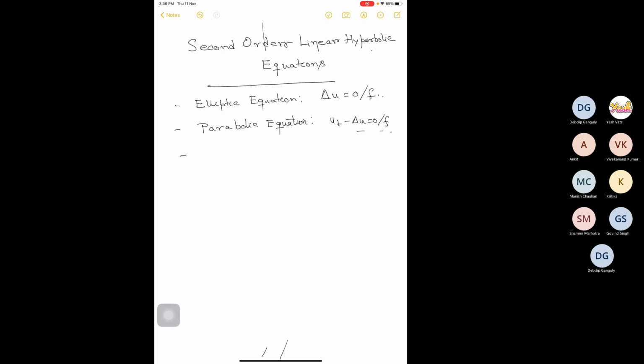And then what we will be doing today is the hyperbolic equation. These are the model problems: Laplacian u equal to 0, the harmonic function, the Laplace equation, belongs to the elliptic equations. Then we did parabolic, and then we will be doing hyperbolic equations. Okay, first of all, I should define what we mean by a hyperbolic equation. So let us start with the definition.